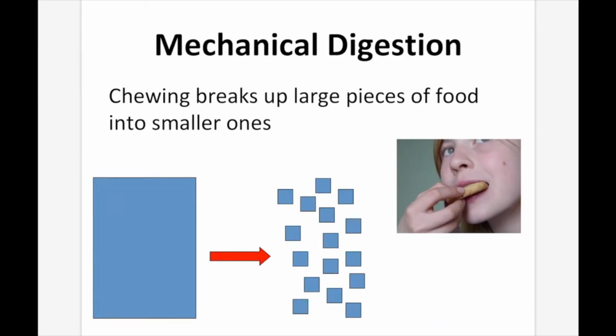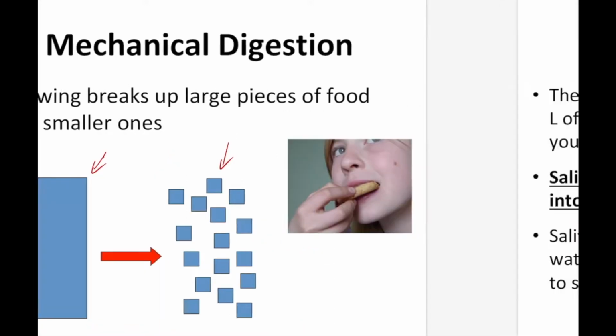Just like we take this large block here and we chew it, we break it into these much smaller little cubes here. And that allows us to get that food into our digestive tract. If it wasn't broken down with our teeth, it wouldn't fit into our esophagus.